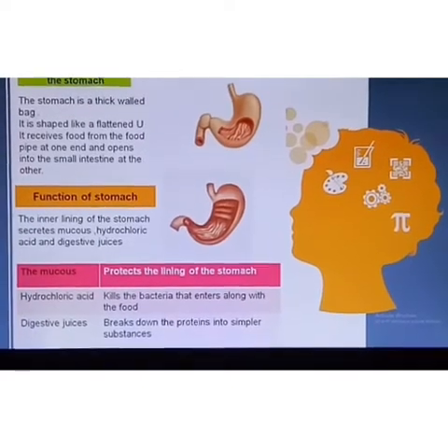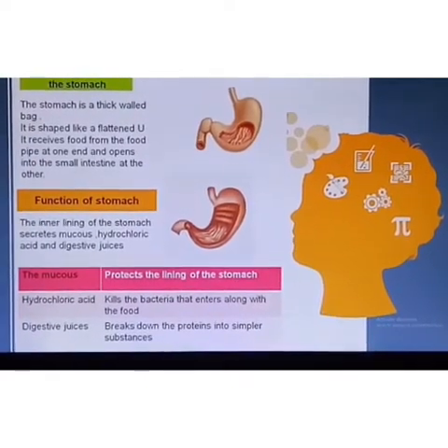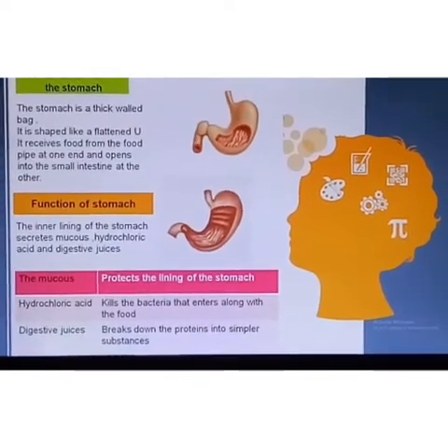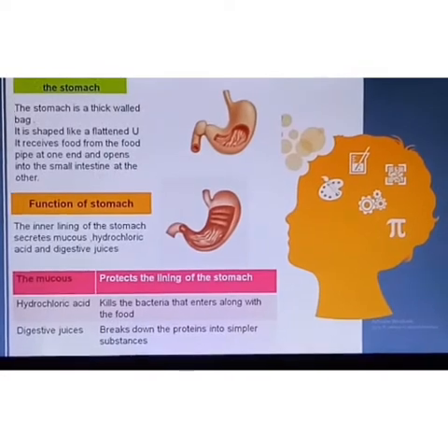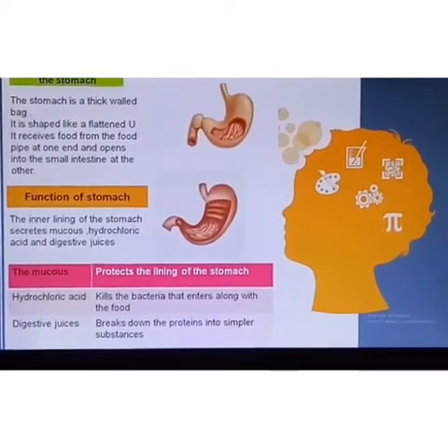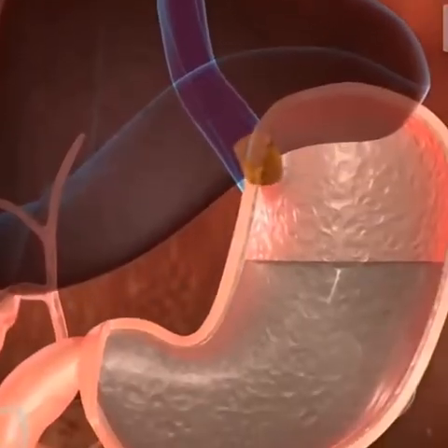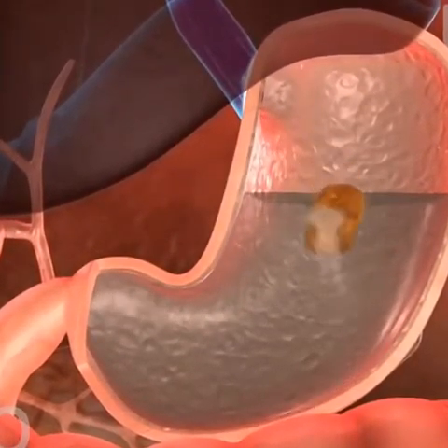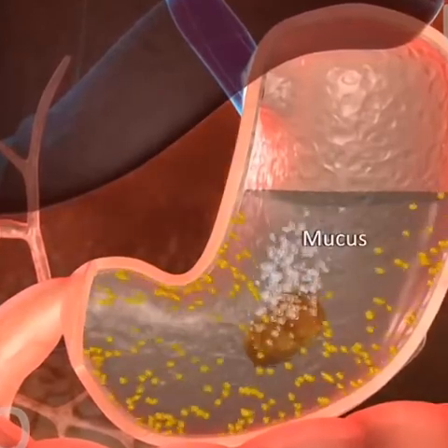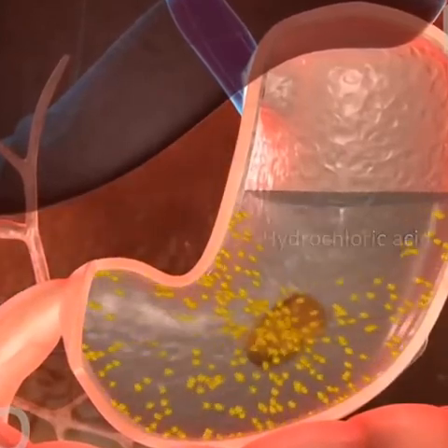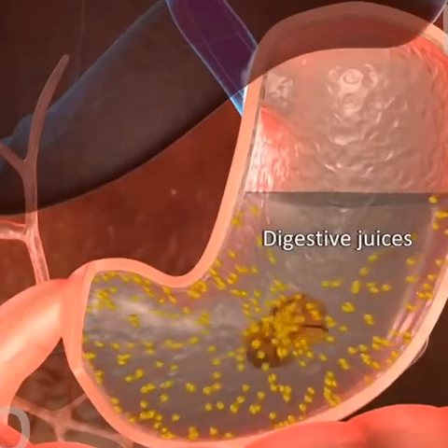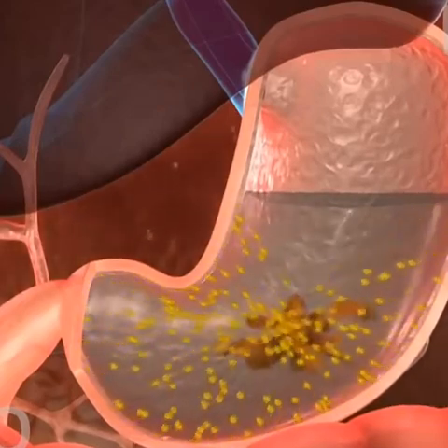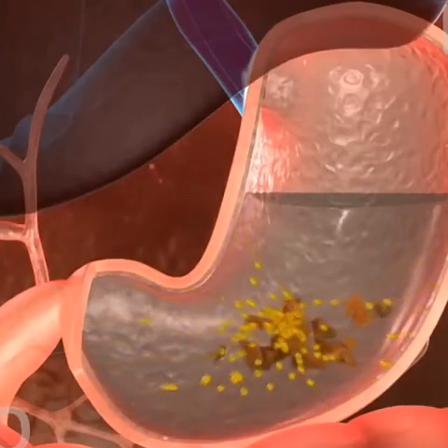And then we have some digestive juices in our stomach. These digestive juices break down the proteins into simpler substances. Now next we will learn about these digestive juices in detail. The stomach is a J-shaped bag-like structure. Mucus, hydrochloric acid, and digestive juices that are present in the stomach act on the food to help digest it through chemical action.